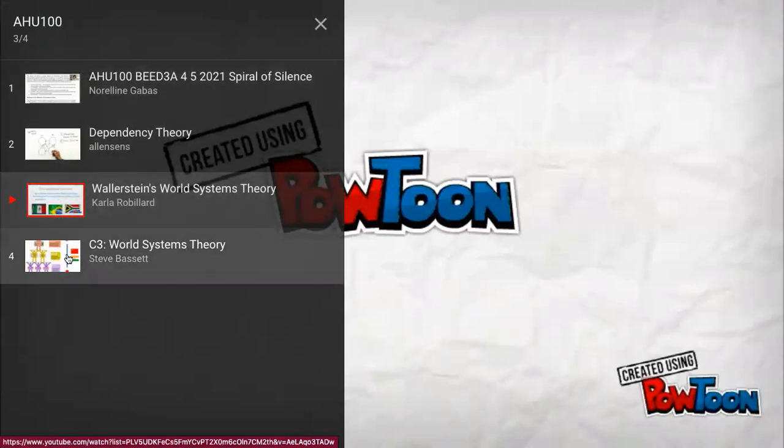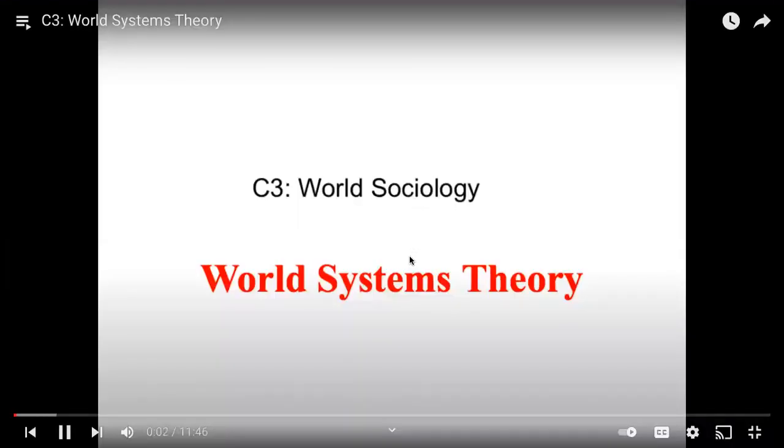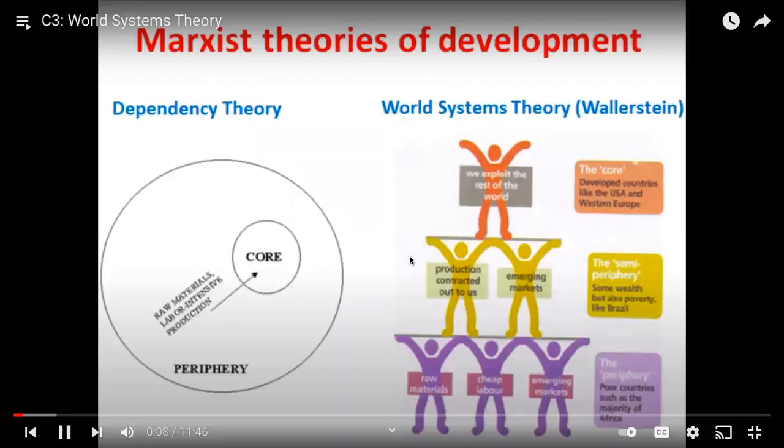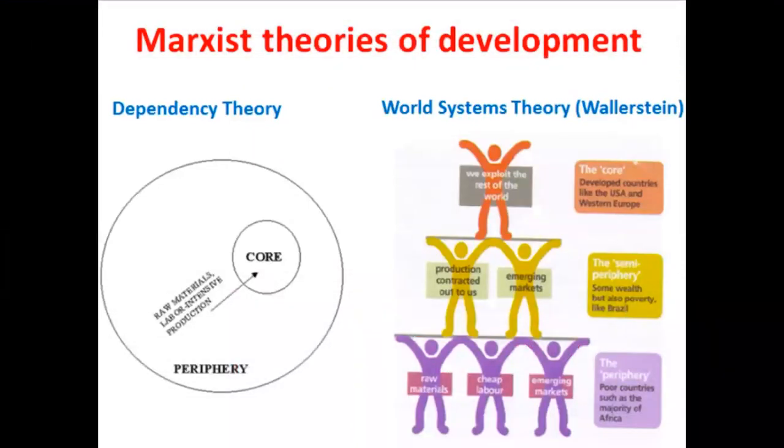Ito. Combination na to ng global, the combination of global system, the global or world system and the dependency theory. Welcome to this C3 World Sociology screencast on World Systems Theory. World Systems Theory is a perspective associated with the work of Immanuel Wallerstein, and for our purposes, the easiest way of understanding this perspective is to see it as essentially a modified version of dependency theory. And both of these perspectives share a basis in Marxism, in a kind of Marxist critique of global capitalism.